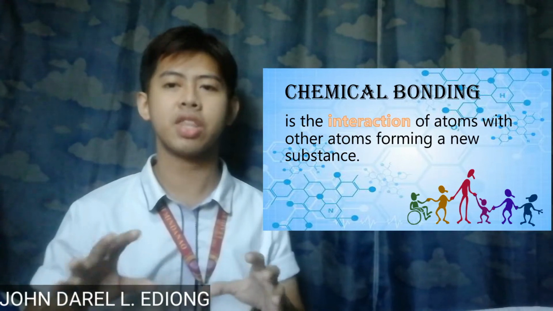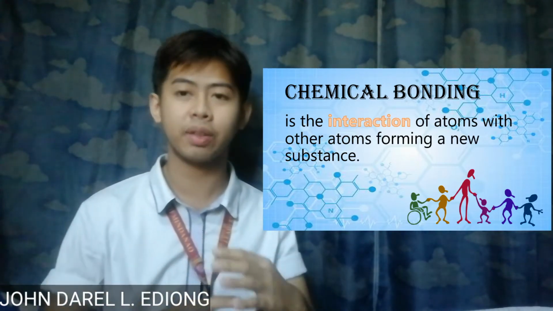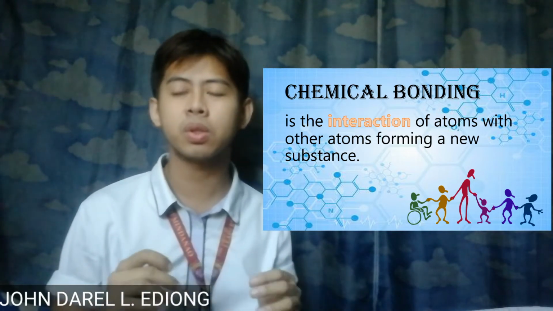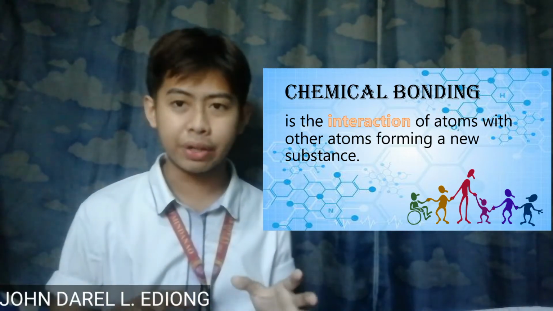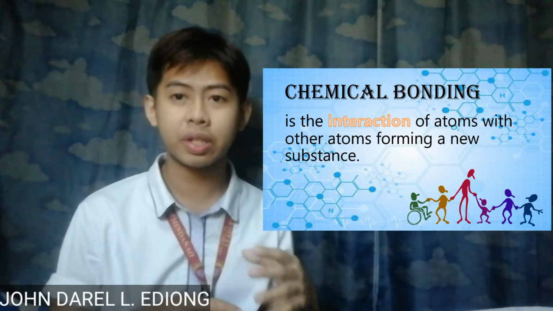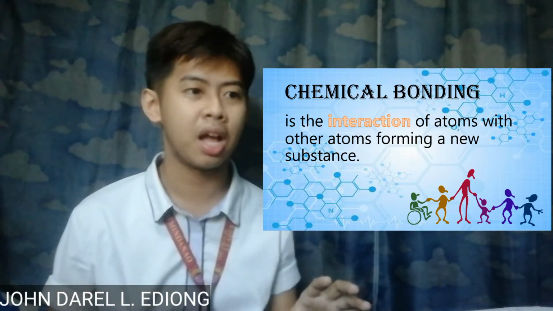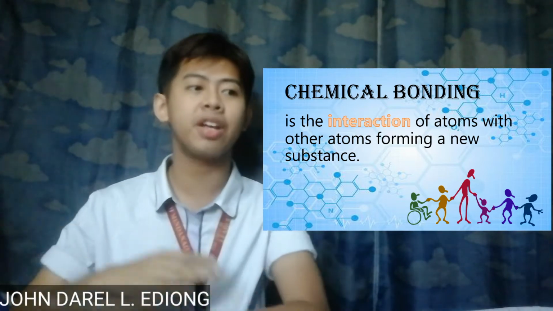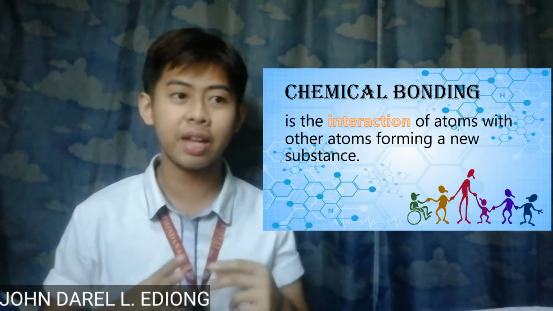Okay? So chemical bonding is the interaction of atoms with other atoms forming a new substance. So in people, we have also an interaction. However, in chemical bonding, there is also interaction, but not humans. There is an interaction of atoms with other atoms to create a new substance.